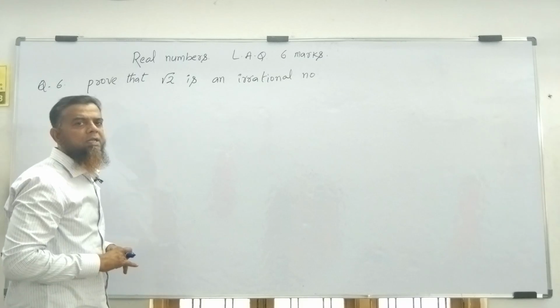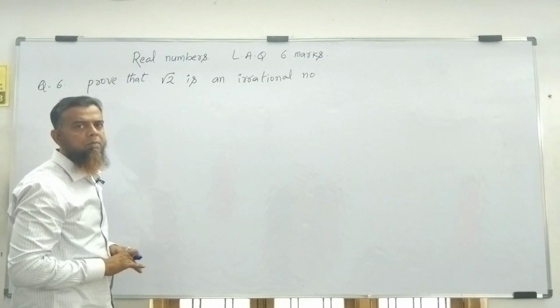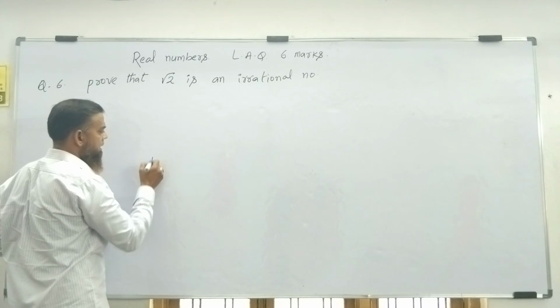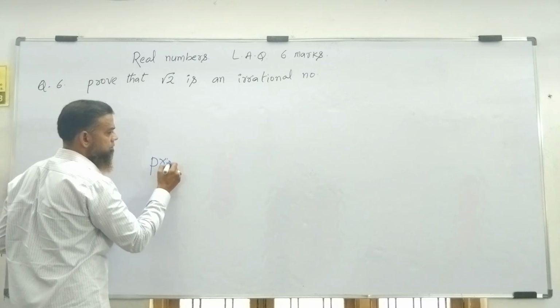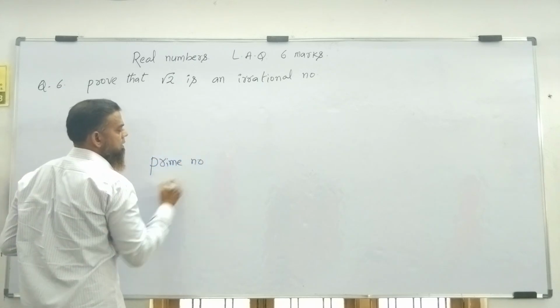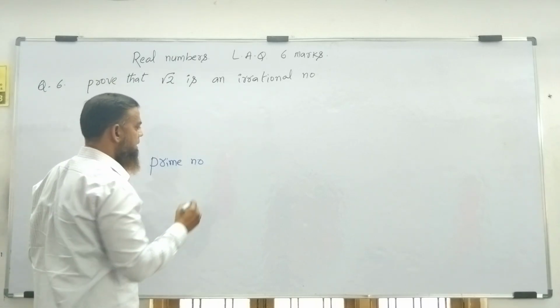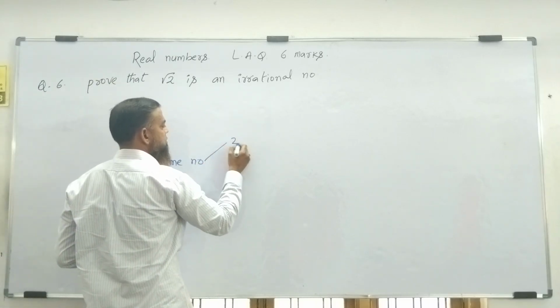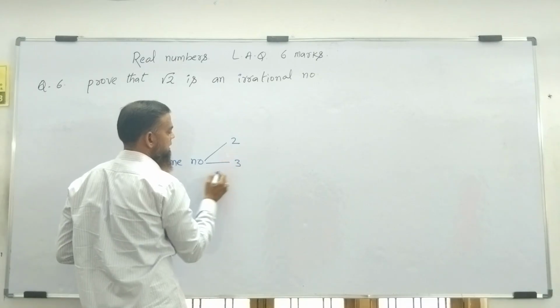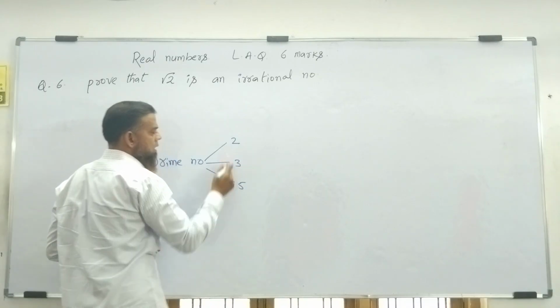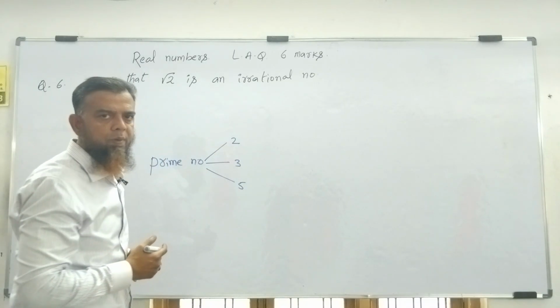So basically, what is a prime number? Which number is called a prime number? I am taking examples here, okay? The first example is 2. The next example is 3. The next example is 5. 2, 3, 5 are called prime numbers.